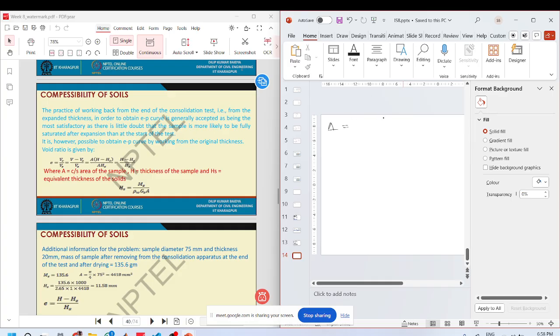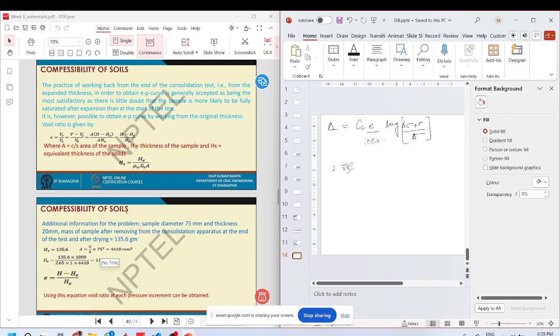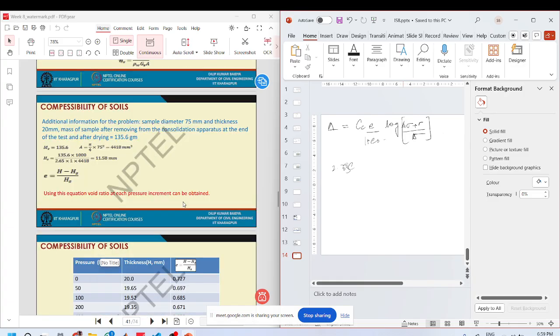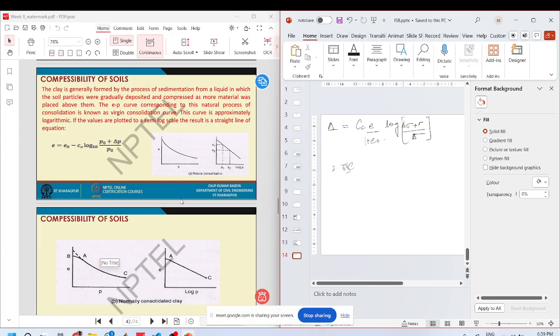And the settlement, if I'm not wrong, used to be Cc H over 1 plus e naught log of delta P. Used to be this formula: Cc log base 10 of P naught plus delta P over P naught, divided by 1 plus e naught, used to be the total settlement that will take place in the soil.